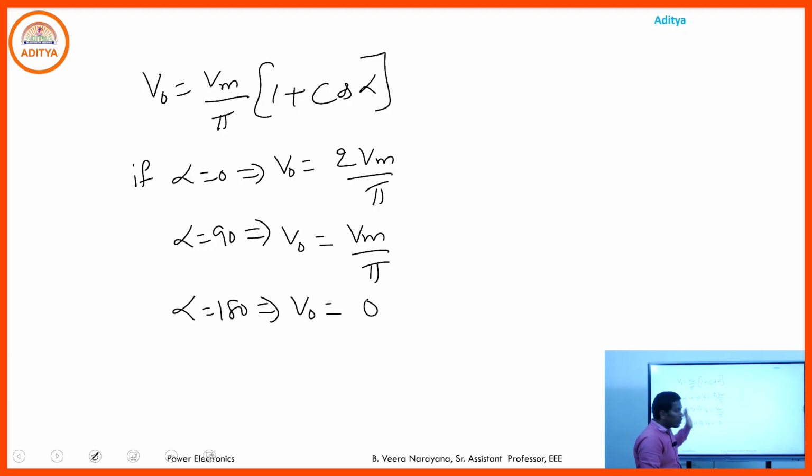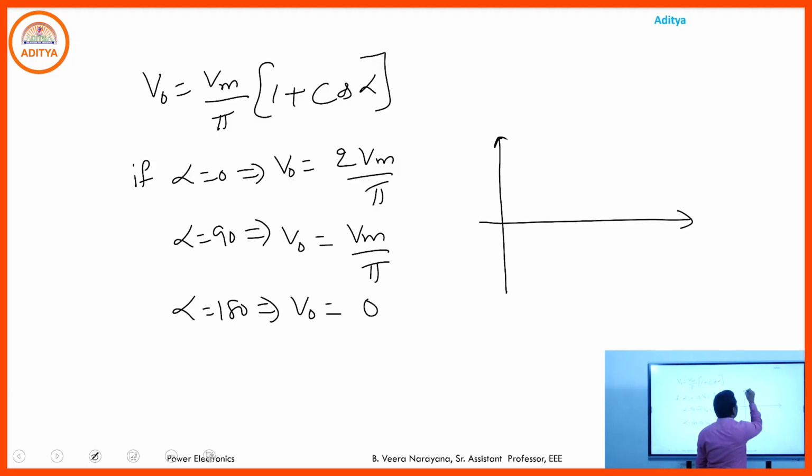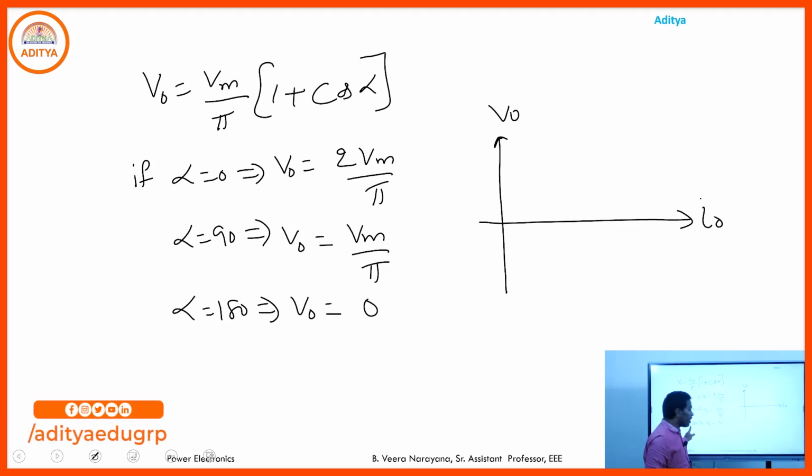So in this semi-converter, what you observe is that for the entire firing angle range, the output voltage is always positive. If alpha is 0, we get the maximum output voltage, which is 2 Vm by pi. If alpha equals 180, then the output voltage is 0.